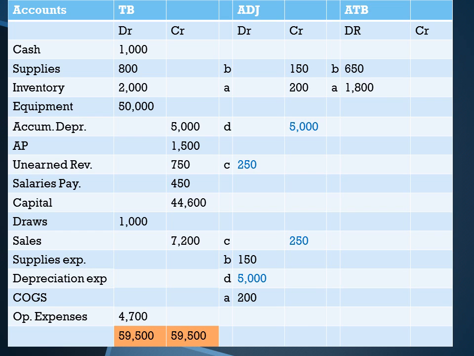We may also know, just because of a depreciation schedule, that we have $5,000 of depreciation on our equipment for the period.